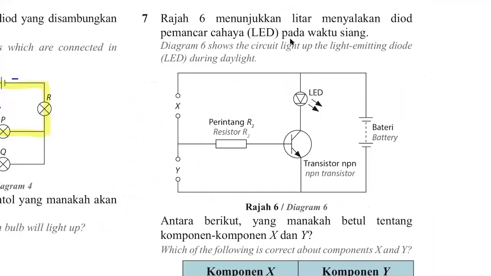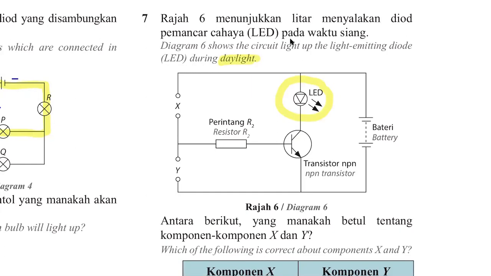Question number seven. Okay, diagram six shows a circuit light up the light emitting diode LED during daylight. Okay, this one is during daylight. Okay, remember yesterday we have discussed this one. If we want it to light up during daylight, you have to put the LED at the upper part or at the collector circuit. And if you want it to automatically switch on during nighttime, you have to put the LED at the base circuit. Base circuit maksudnya yang sebelah bawah lah.